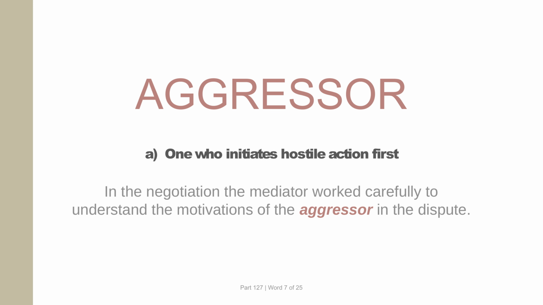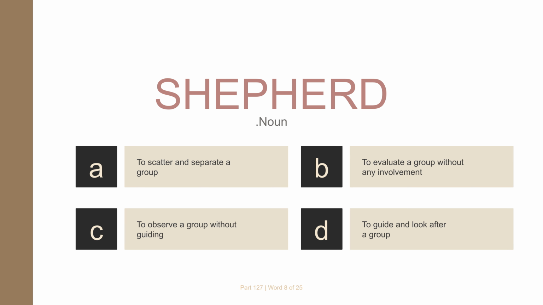Question 8. What is the meaning of shepherd? Option A: to scatter and separate a group. Option B: to evaluate a group without any involvement. Option C: to observe a group without guiding. Option D: to guide and look after a group.